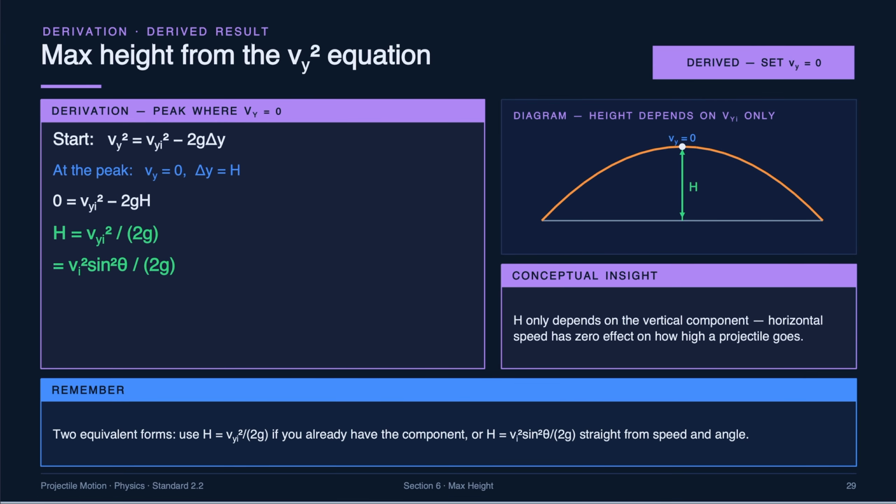So maximum height, like I showed you, right? All the other equations were derived from one of the big five. This will also be derived from one of the big five. Vy final squared is equal to Vy initial squared minus 2g delta y. This is one of the big five, but warped for vertical motion. So if you look at my previous videos on vertical motion, you'll see this one.